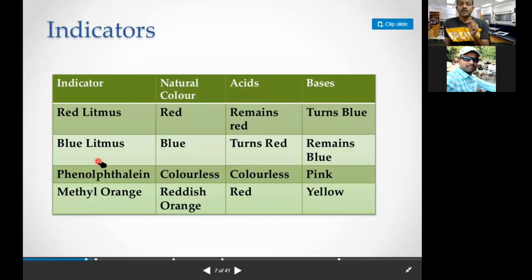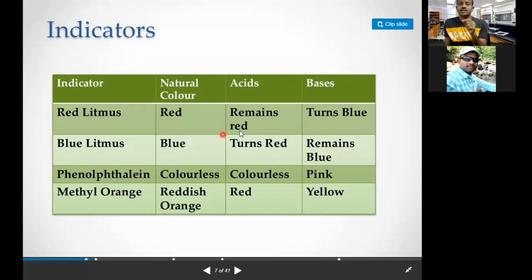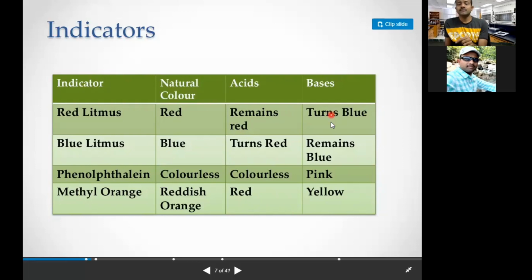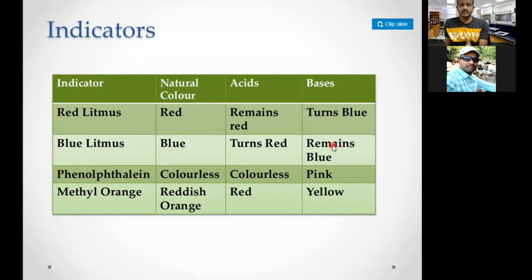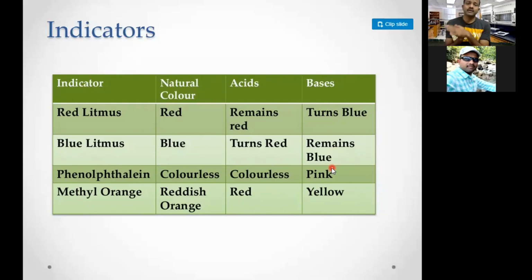Okay. When you take blue litmus, the color of the blue litmus paper is blue only. When you dip this blue litmus in the acid, it will give red color, meaning it turns red. Okay. When you dip it in the bases, the color of the blue litmus doesn't change. The color of the litmus paper remains the same. Means here acids change blue litmus to red, bases change red litmus to blue.